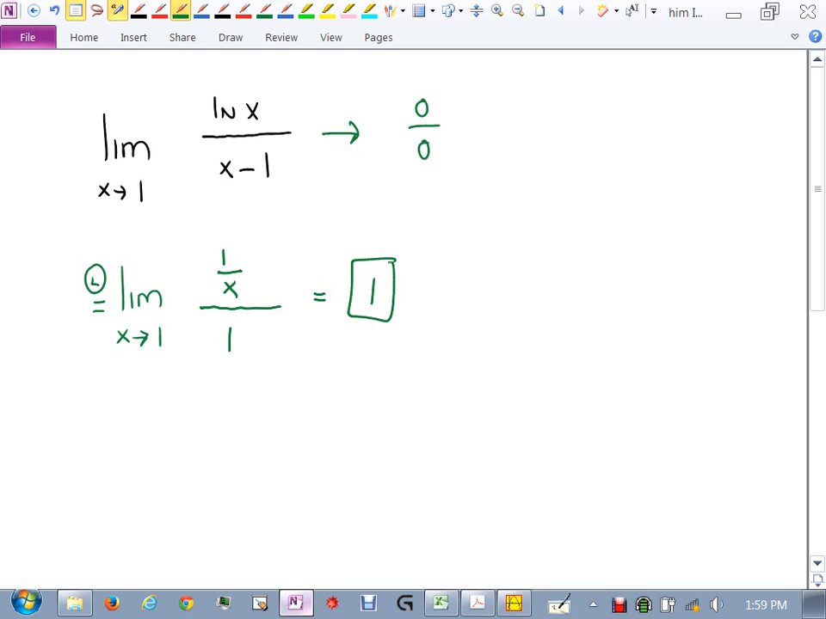Isn't it great? Pardon? On this problem? Oh yeah, as long as it's infinity over infinity, you can use L'Hopital. I haven't done one of those, have I?